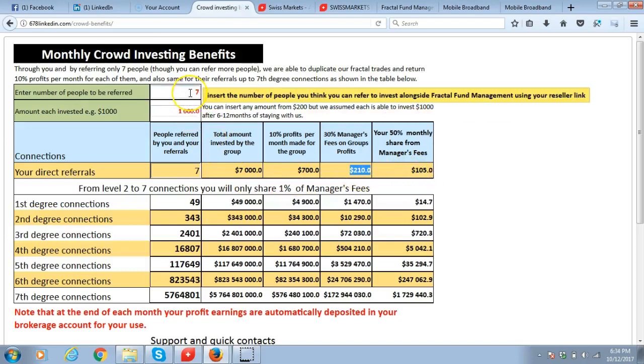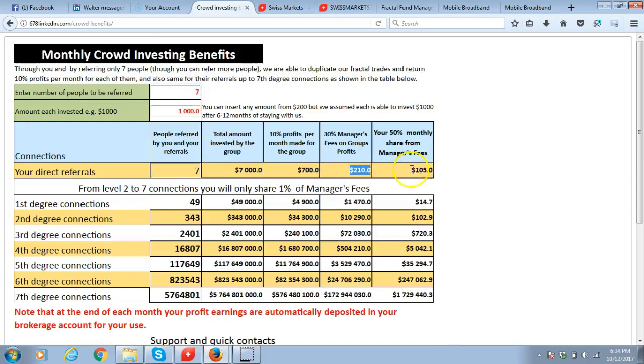So in the case of you having 7 people per month, you will be earning $105 US. On average, we could do more than this. We could do more than 10%, but this is the model. This is what I sell to people. So assuming you introduce 100 people, for example, we change here to 100.